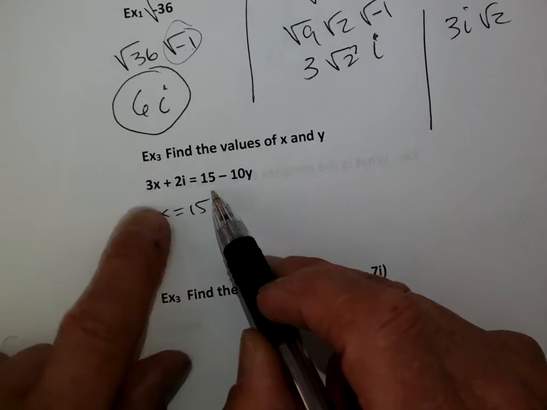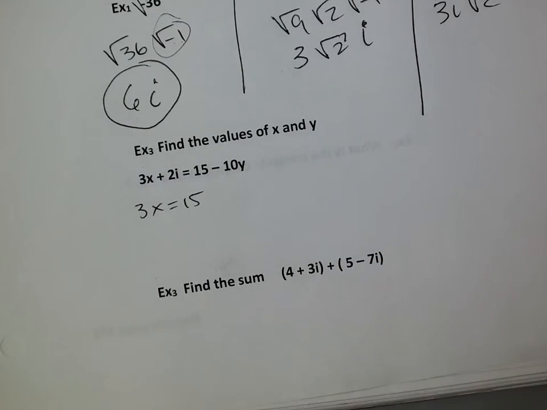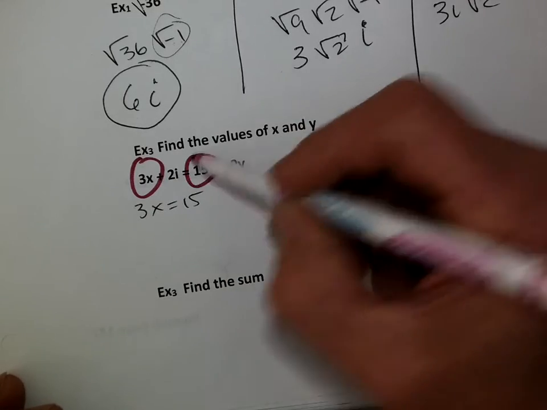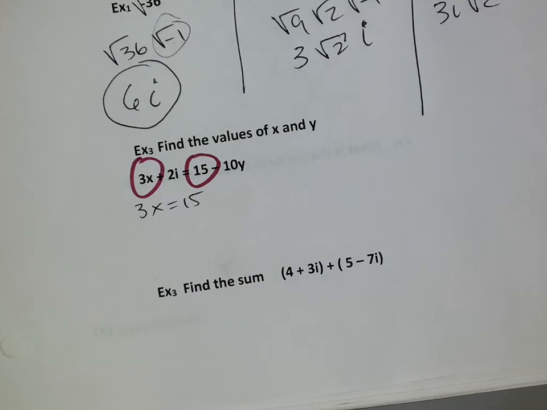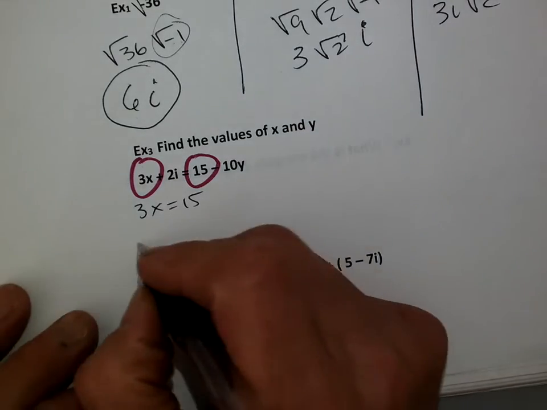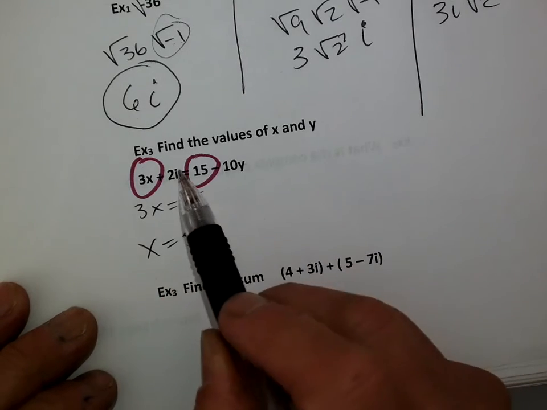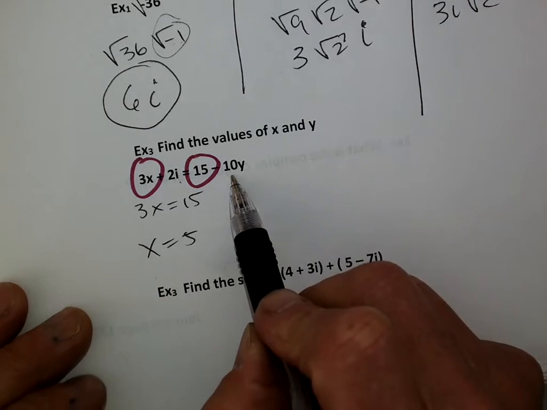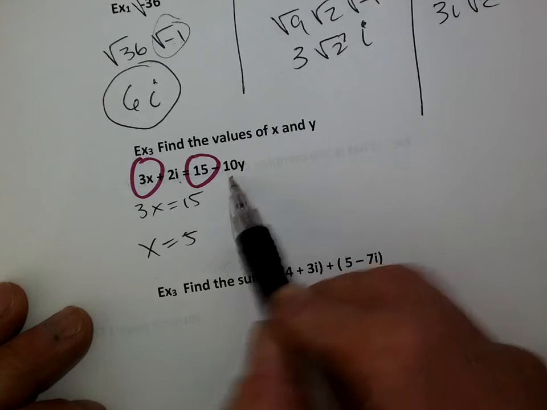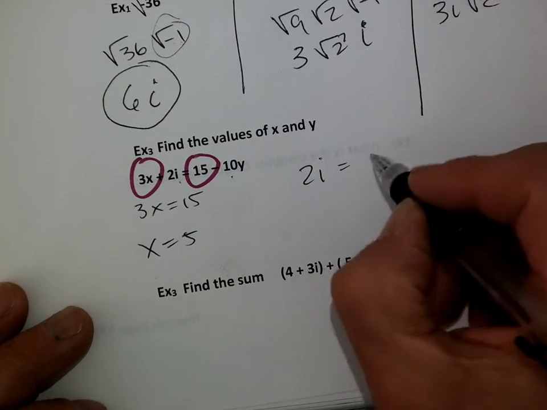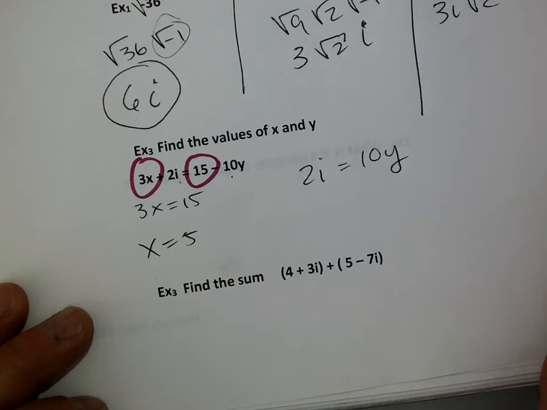Reals go with reals. So I'm going to put my 3x with my 15. Real numbers with real numbers. Okay. Divide by 3. x is 5. 2i and the 10y is in the i spot, right? So I'm going to go also 2i is equal to 10y, right? Is it negative 10? It's negative.